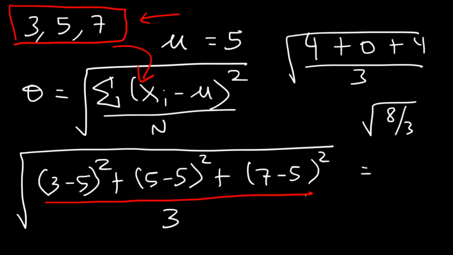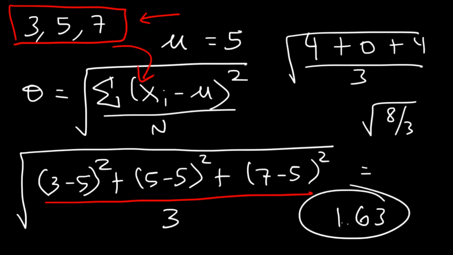And at this point, we're going to use a calculator. 8 divided by 3 is about 2.67. And if you take the square root of that, you're going to get 1.63. So that's the standard deviation for 3, 5, and 7.